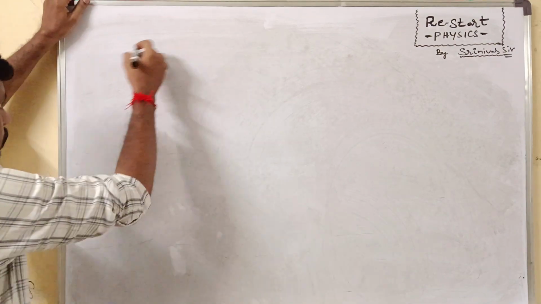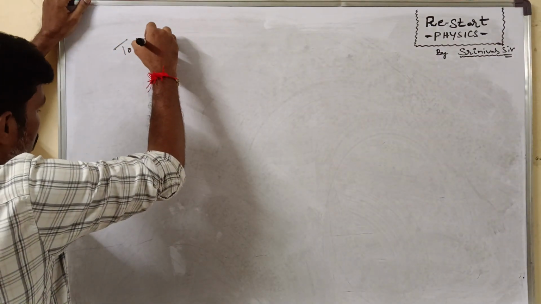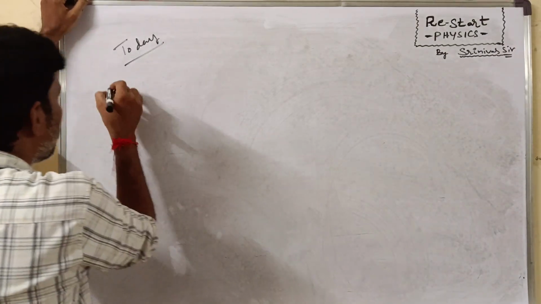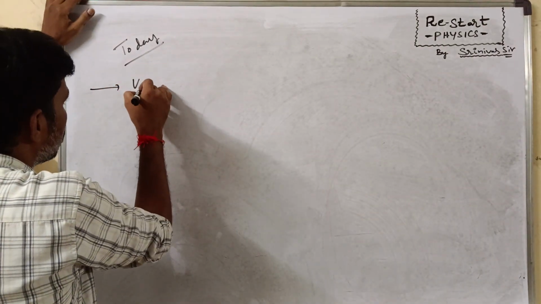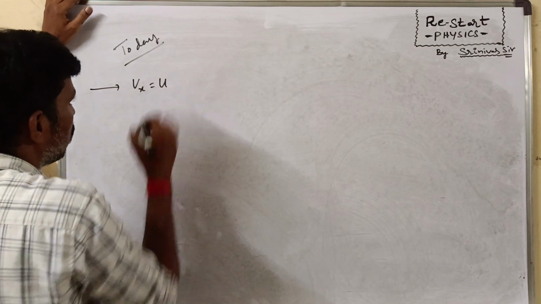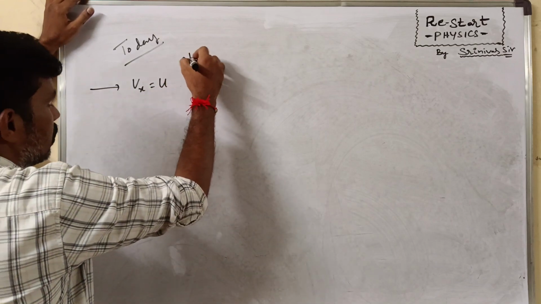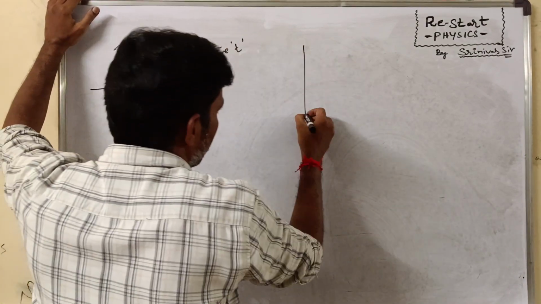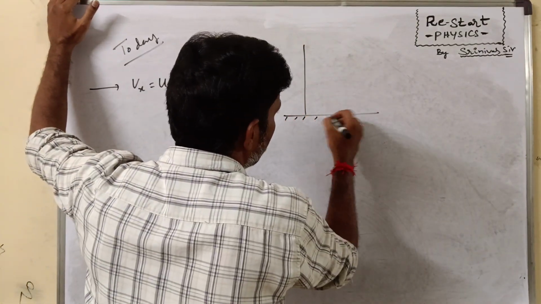Right. So in this class, you know that the horizontal component of velocity is always u after time t. Before going to that, this is the horizontal projectile.